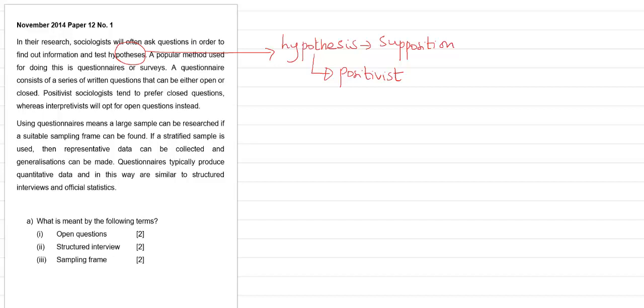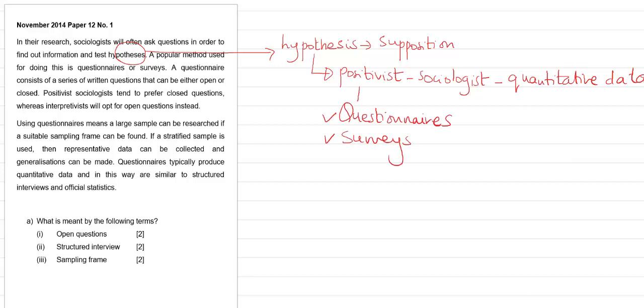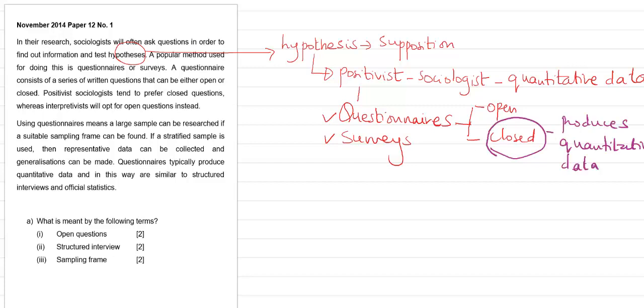A positivist is a sociologist who is interested in collecting quantitative data. This can be done by selecting research methods like questionnaires and surveys. Let me remind you that a questionnaire can contain both open and closed questions. A positivist will choose closed questions as it produces quantitative data. In closed questions, respondents will answer by choosing from multiple answers given to them. It's mostly like the multiple choice questions that you have very likely come across.